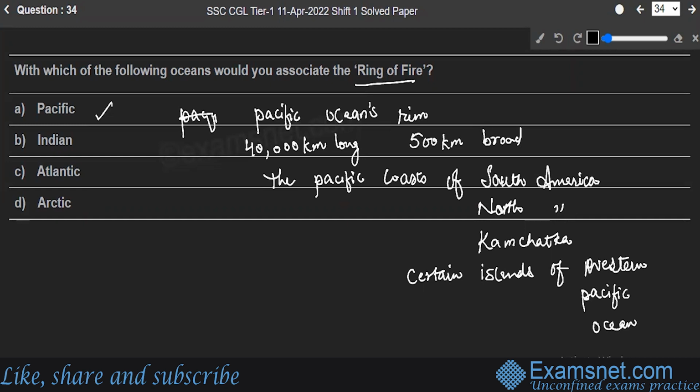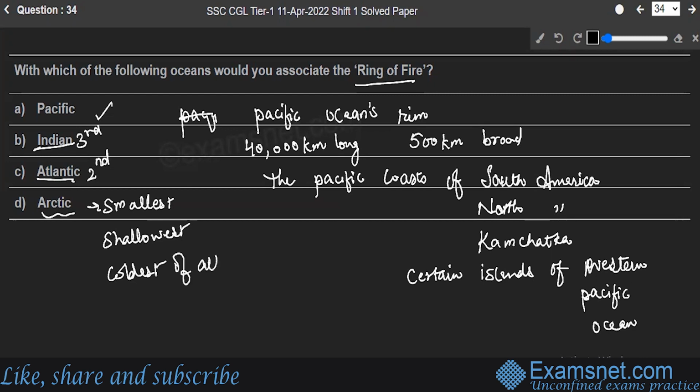Let's talk a bit about the Indian Ocean as well. The Indian Ocean is the third largest of the world's five oceanic divisions. The Atlantic Ocean is the second one. Of course, they are covering a very large area. And if I'm talking about the Arctic Ocean, it is the smallest, the shallowest, and the coldest of all the seas.